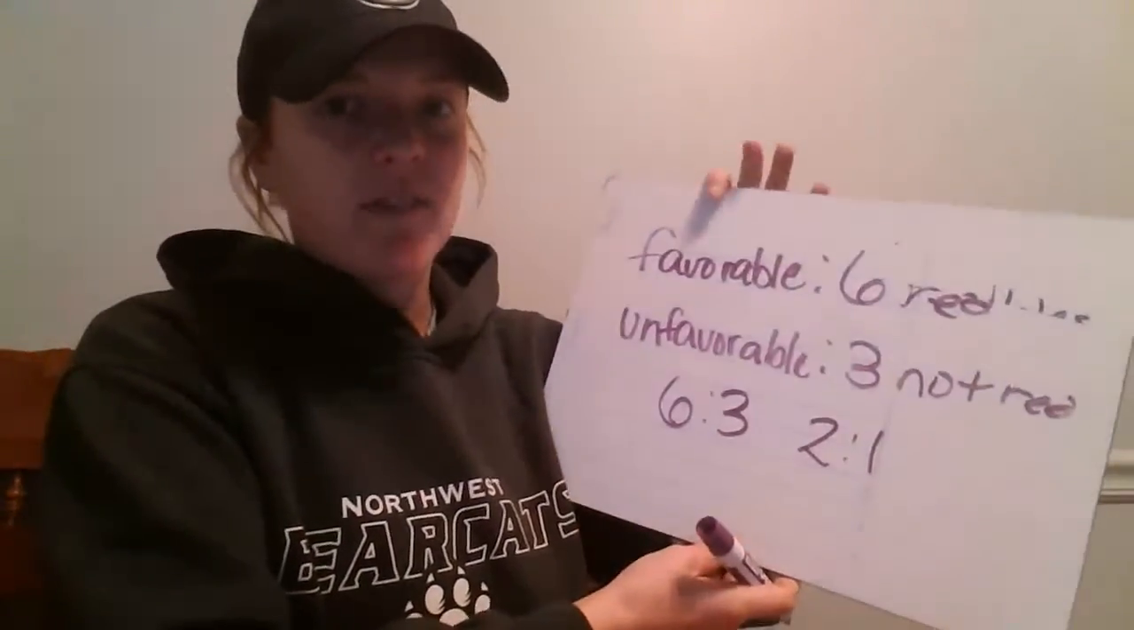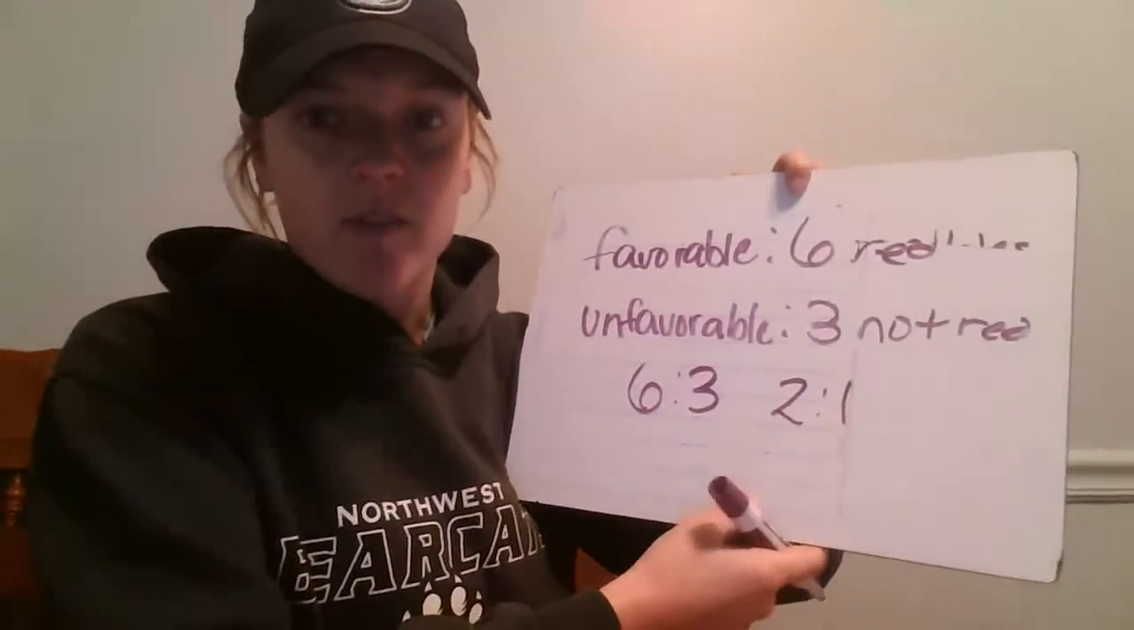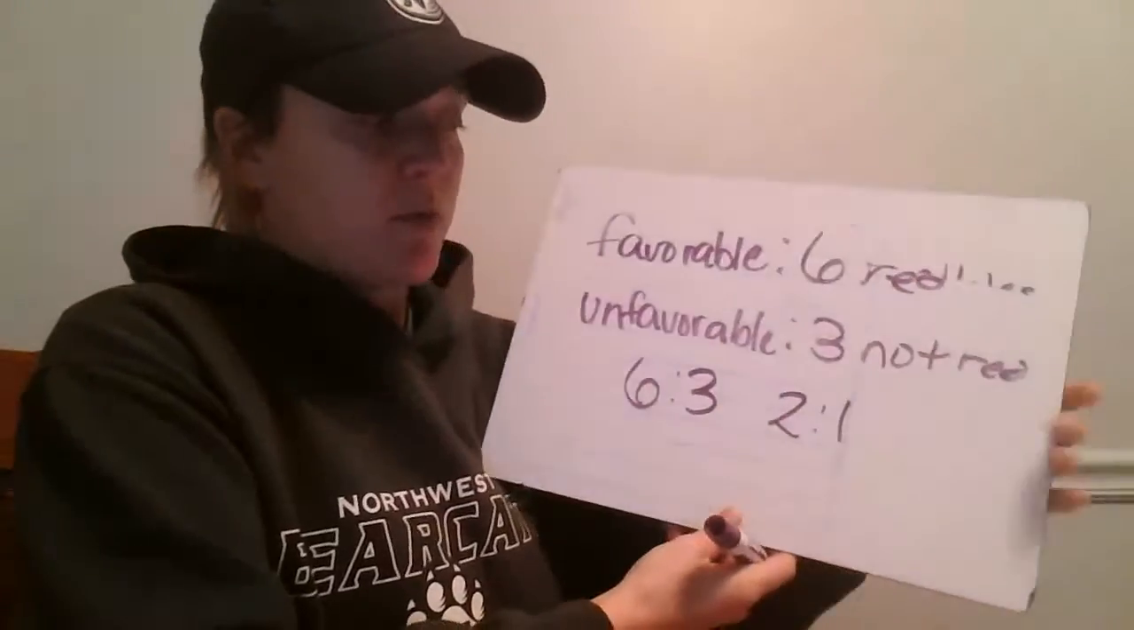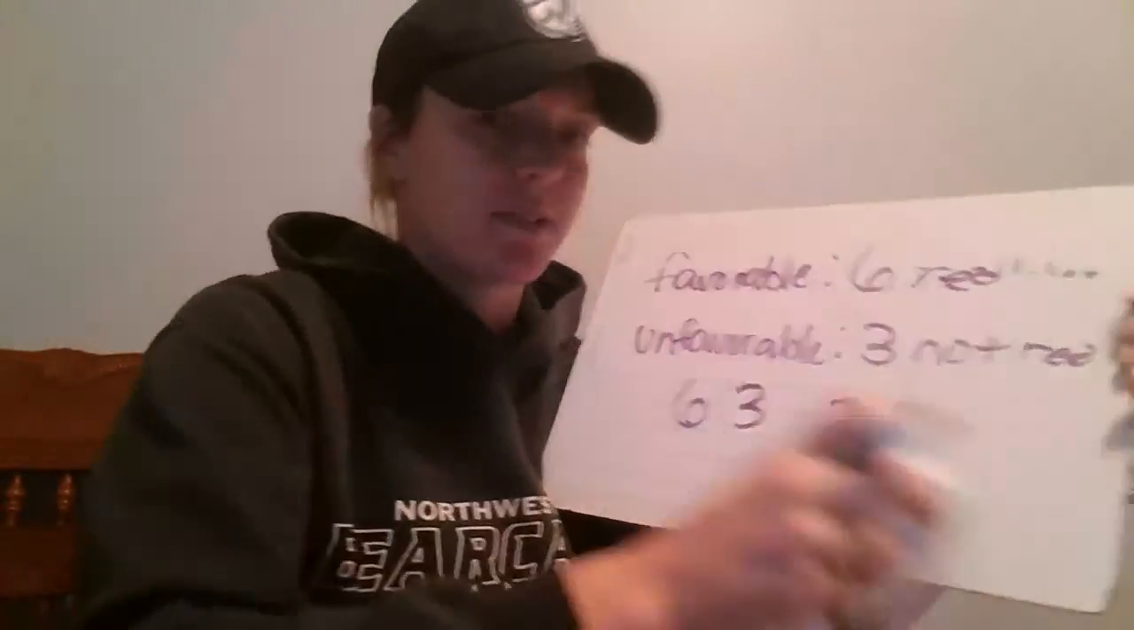Okay, so favorable to unfavorable, since there are so many more red ones, that's going to be our favorable one. The unfavorable one is 3 because there are 3 marbles that are not red, so the odds of getting a not red one are a lot less. All right, now we're going to look at B.